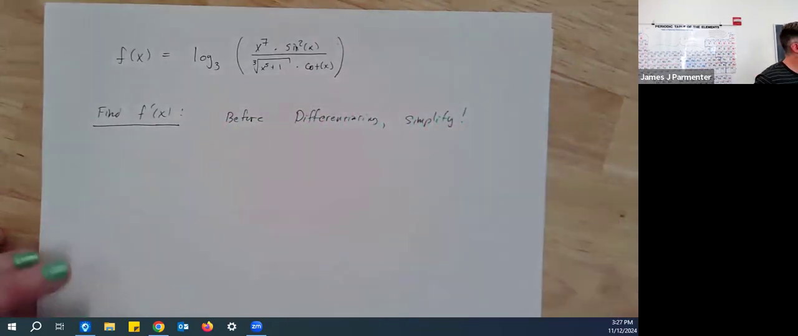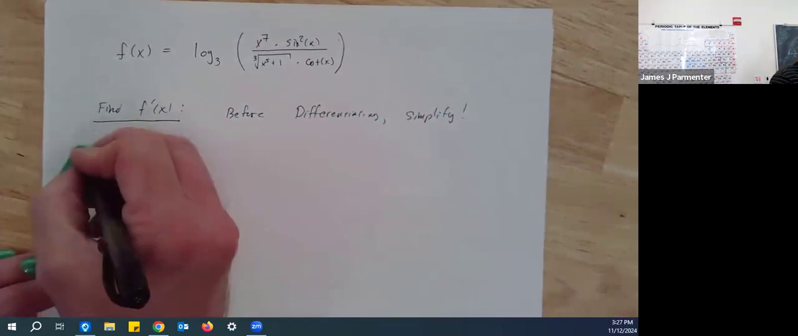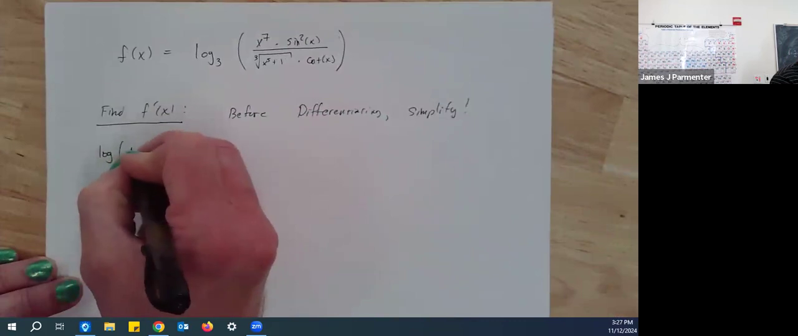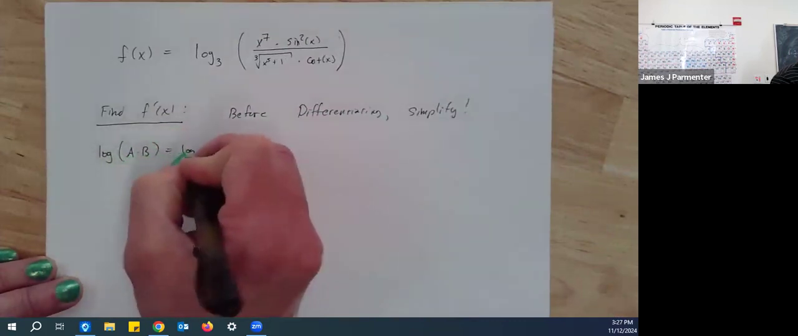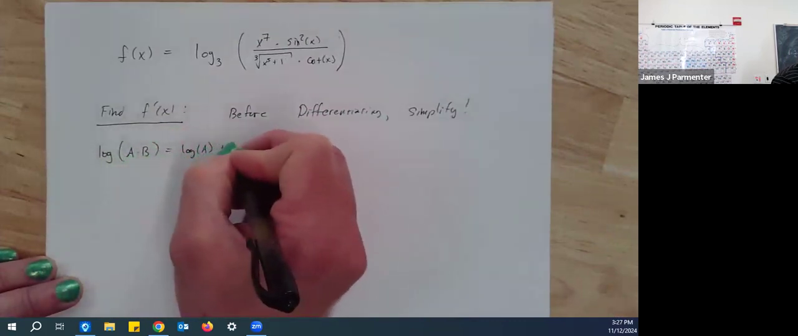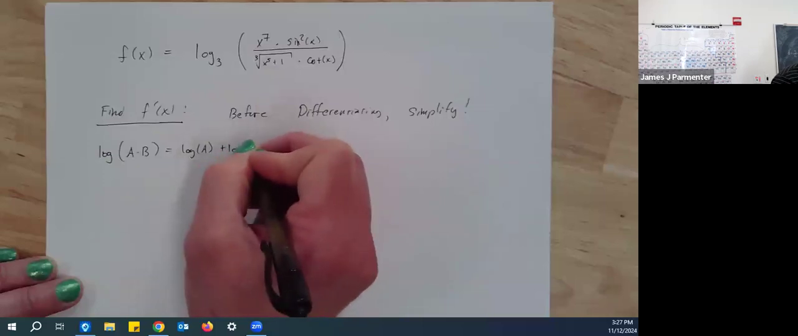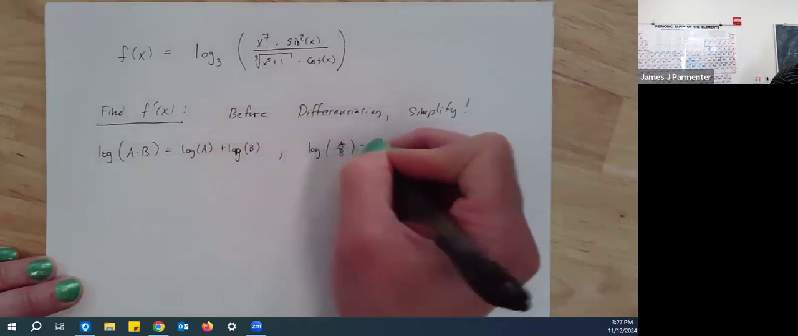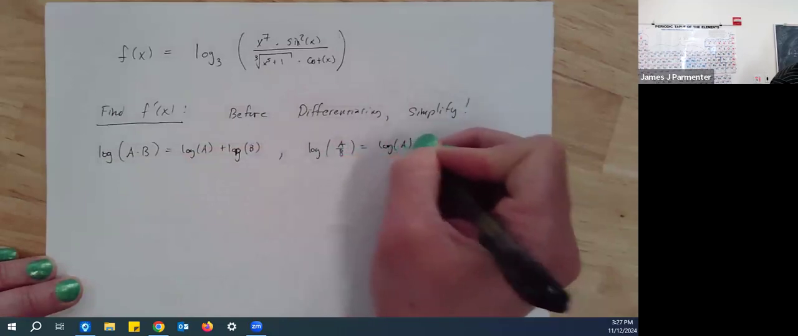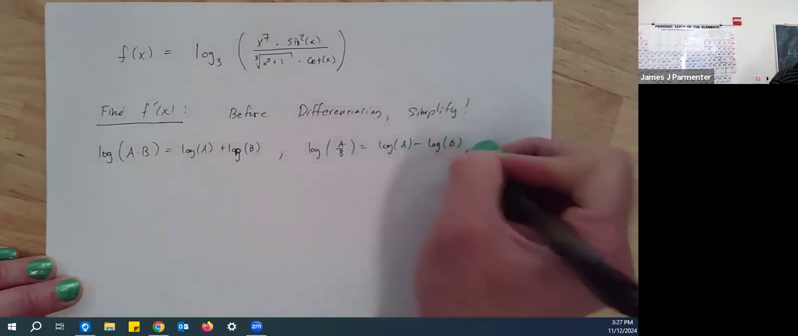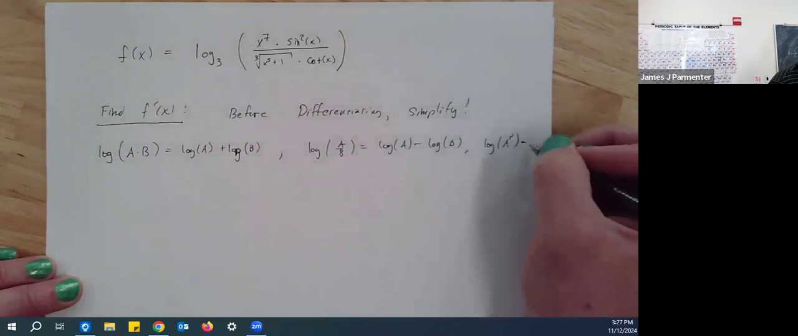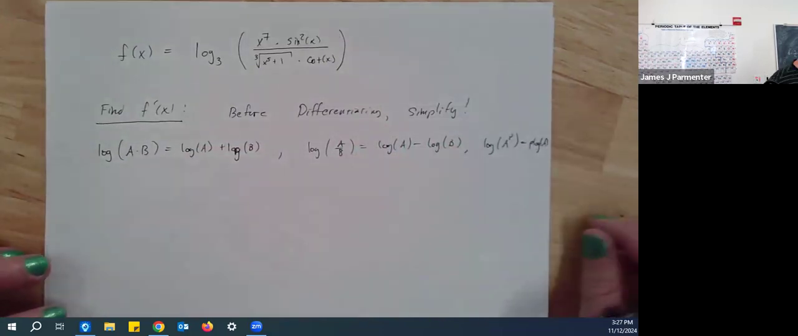As a reminder of the rules we have at our disposal here, the log with any base of a times b is equal to the log of a plus the log of b. The log of a divided by b is the log of a minus the log of b. And finally, the log of a to a power is that power times the log of a. Sorry, that's really squeezed in over there. I apologize.